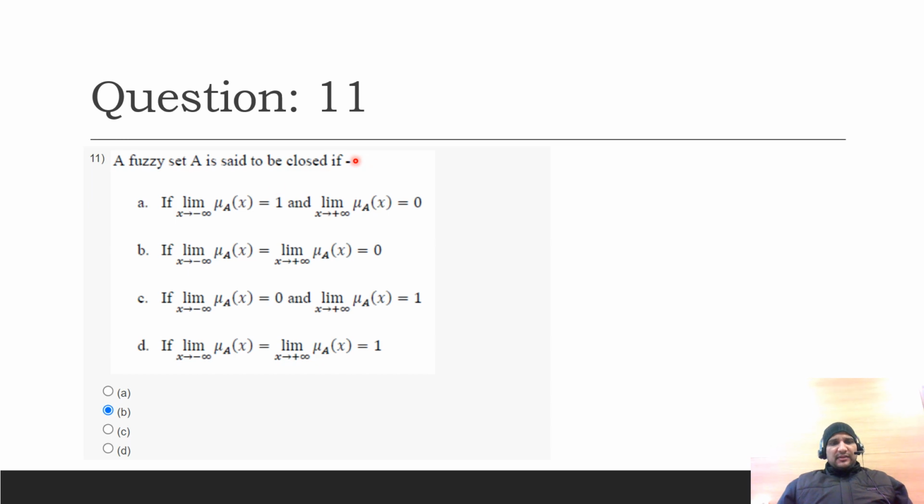Question 11: a fuzzy set is said to be closed if, option B will be the correct one, limit x tends to minus infinity of the membership function mu A(x) equals limit x tends to plus infinity of mu A(x) equals 0. So option B will be the correct one.